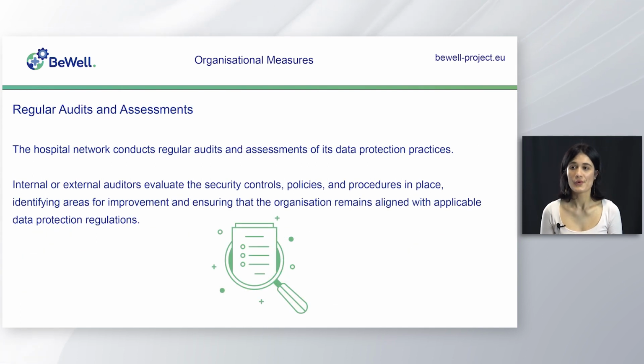4. Regular audits and assessments. To ensure ongoing compliance and the effectiveness of technical and organizational measures, the hospital network conducts regular audits and assessments of its data protection practices. Internal or external auditors evaluate the security controls, policies, and procedures in place, identifying areas for improvement and ensuring that the organization remains aligned with the applicable data protection regulations.